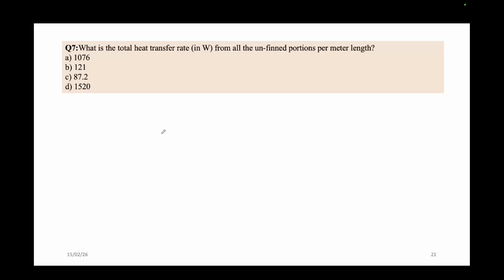Unfin means this spacing. In this figure, this one was there, no? This area they are talking about. This 7 mm. What is the heat transfer from this unfin portion? So what is the area? Please first tell me what is the area.